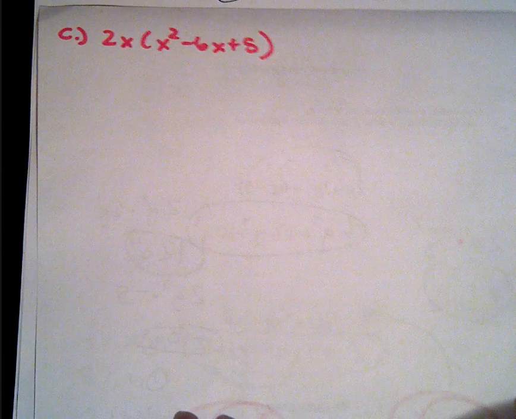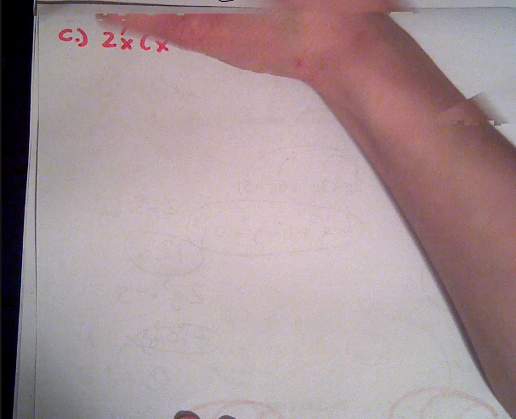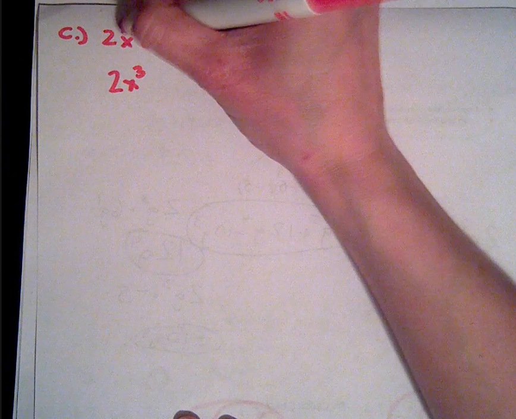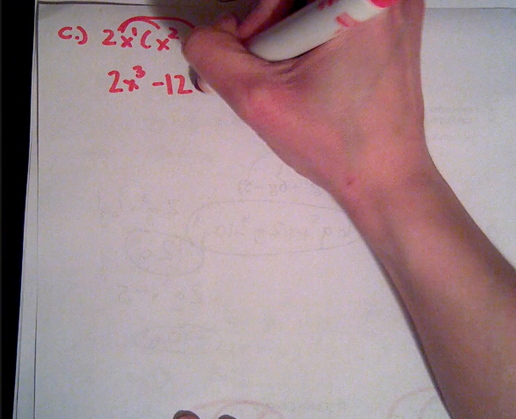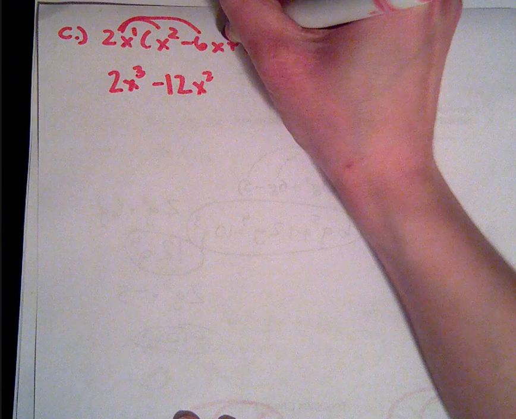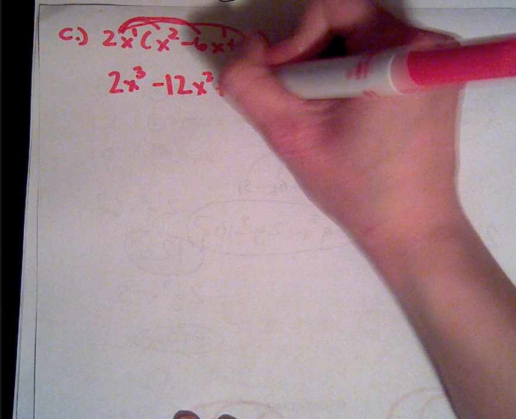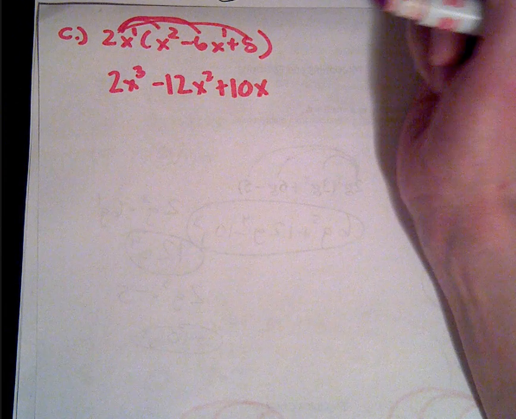And part C. Here I've got 2x times x squared. That's going to be 2x to the third, because 1 plus 2 is 3. 2x times negative 6x is negative 12x squared. Again, that's a 1 there, 1 plus 1 is 2. And 2x times 5 becomes positive 10x. That's how you should have done.